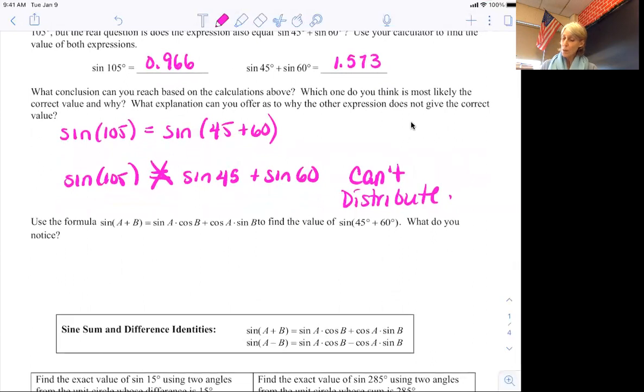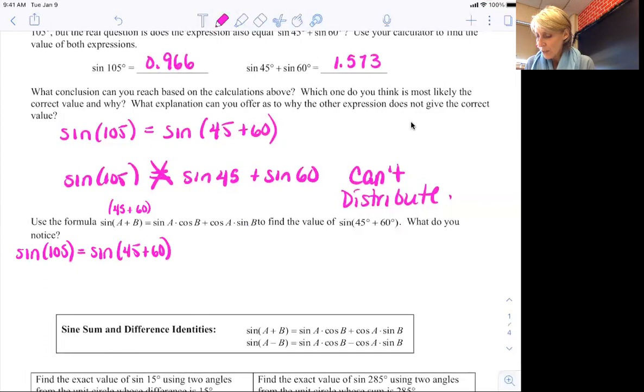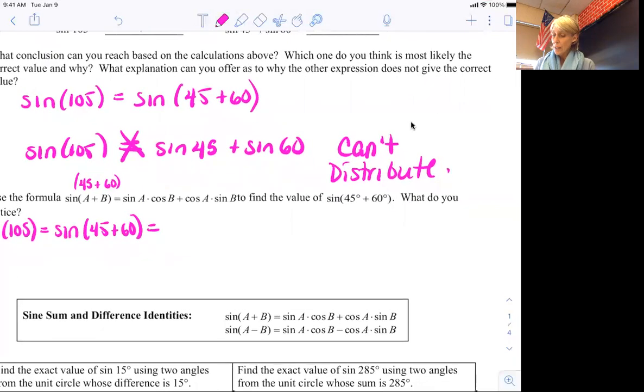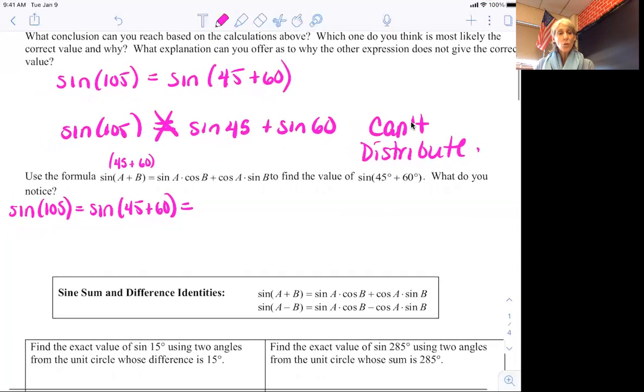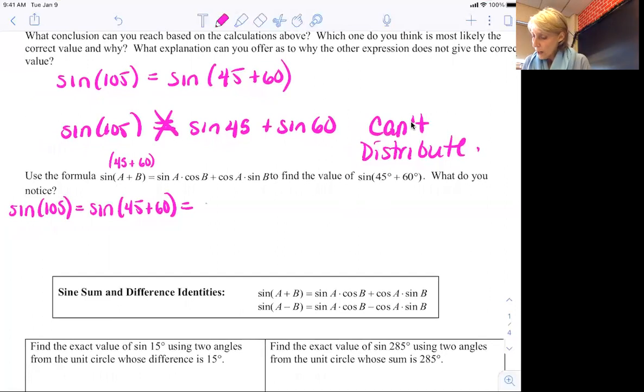Use the formula sine of A plus B equals sine A cos B plus cos A sine B to find the value of the sine of 45 plus 60. So if we were using this formula, right? Sine of 105 is the same as the sine of 45 plus 60. And we can find this value without using a calculator because we can evaluate this using our special triangles. So I would just substitute the information into the formula.